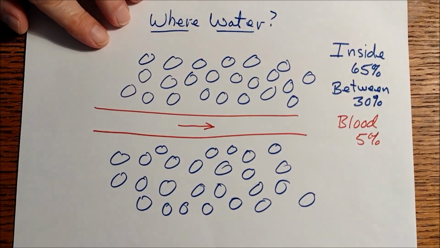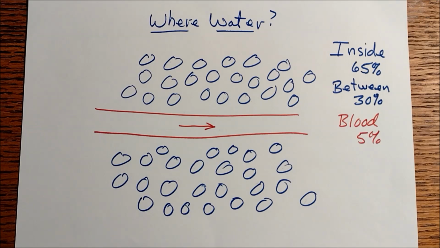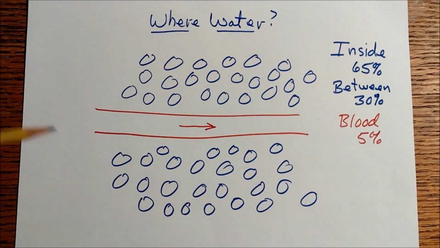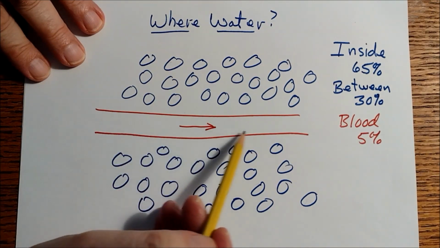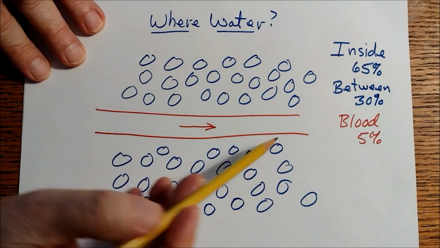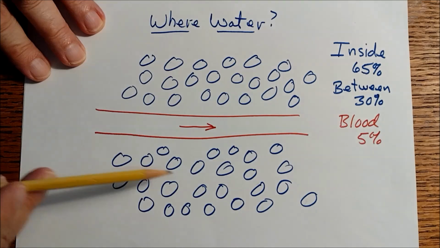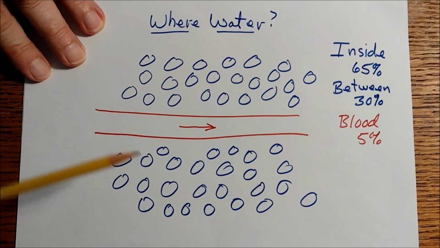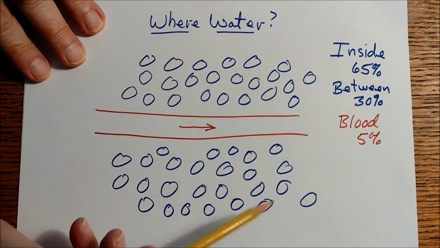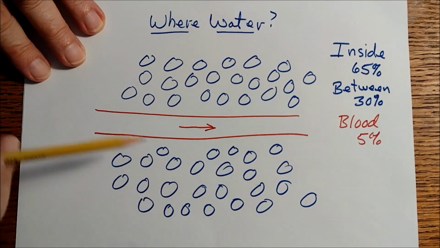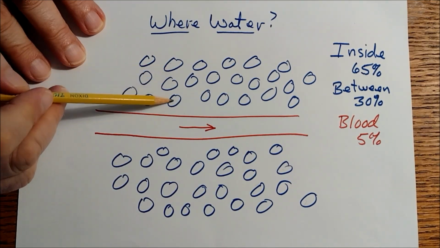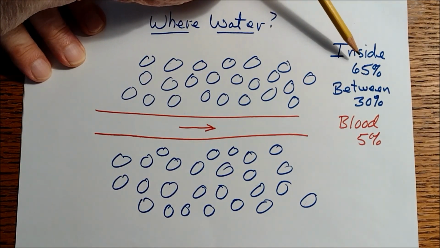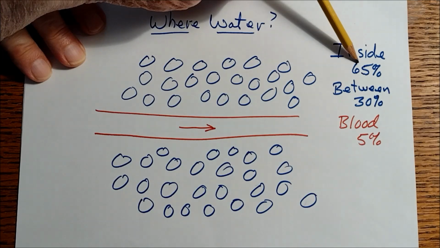Now, where is this water inside your body? Well, here's a blood vessel coming down through part of your body, and here are body cells that are going to need the food and the oxygen that the blood is carrying. And where is the water? Well, water is inside every one of these cells. In fact, about 65% of all of your body water is inside cells.